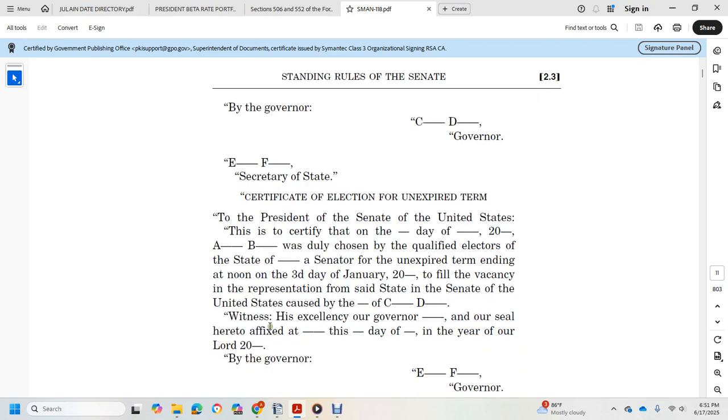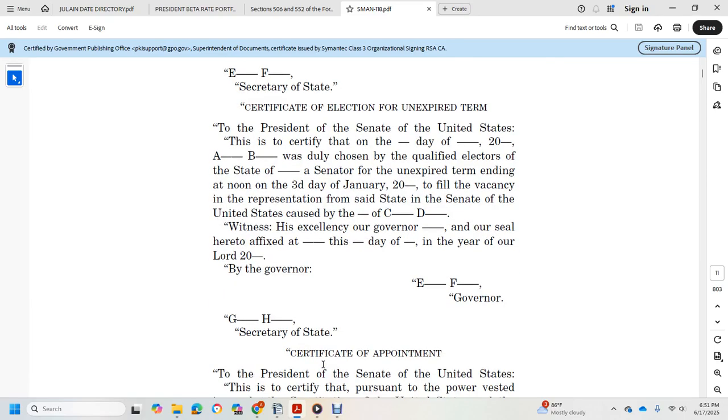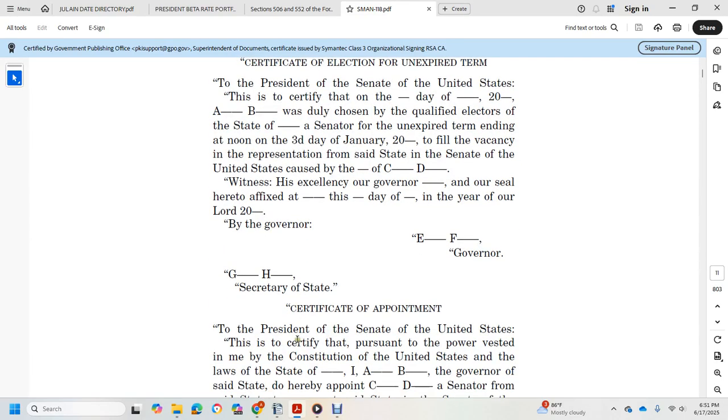Of the Governor. Witness: His Excellency the Governor, and our seal hereto affixed at blank, this blank day of blank, in the year of our Lord 20 blank, by the Governor, E and F, Governor, G and H, Secretary of State.